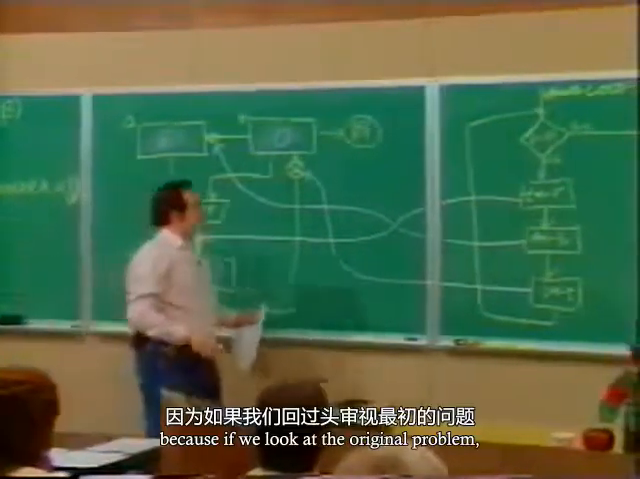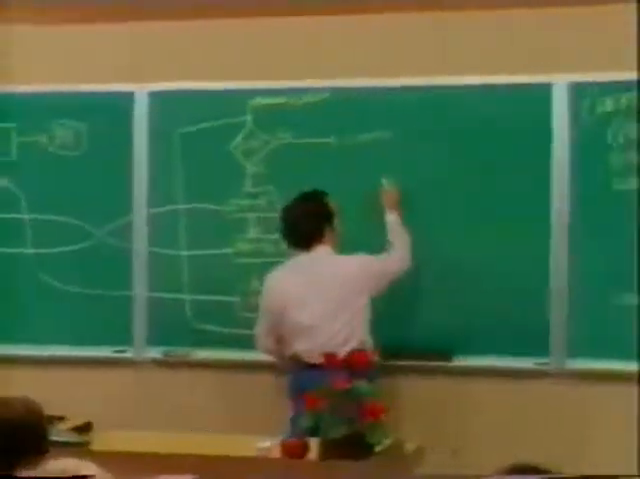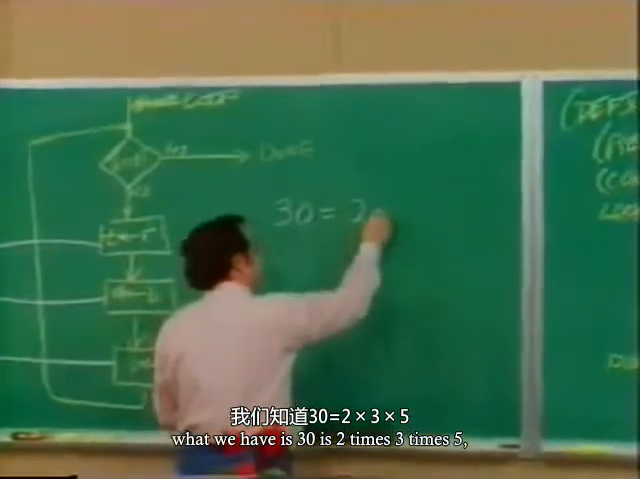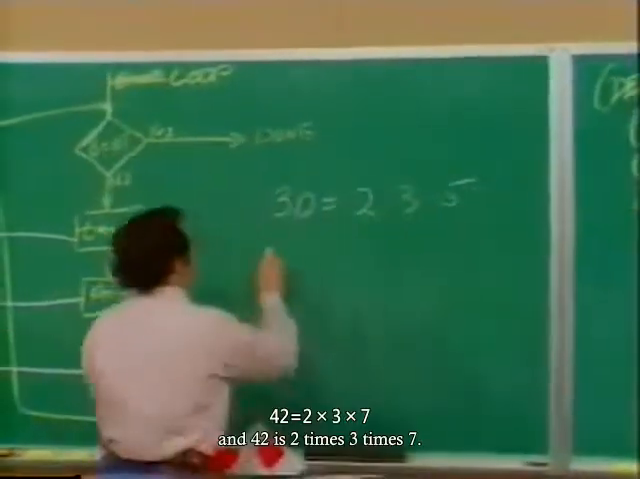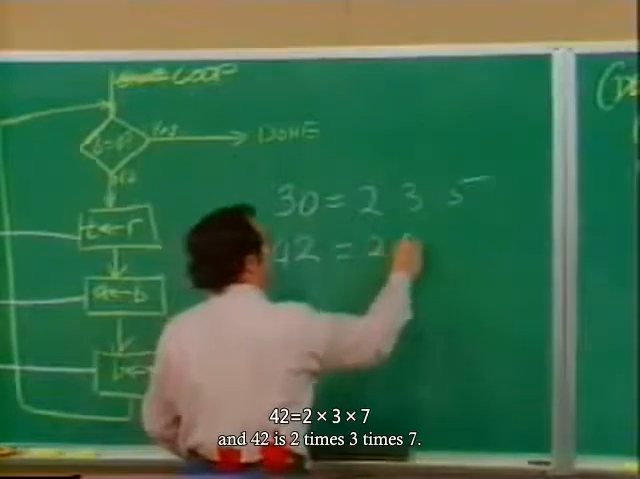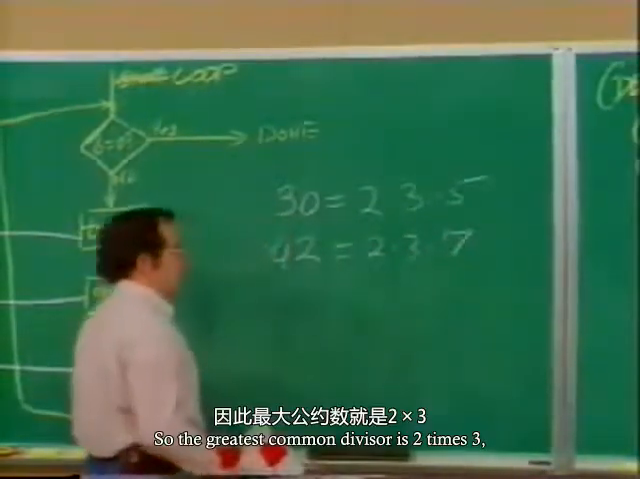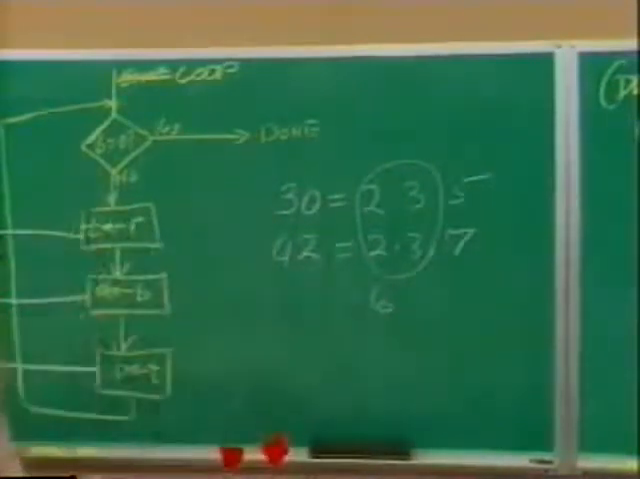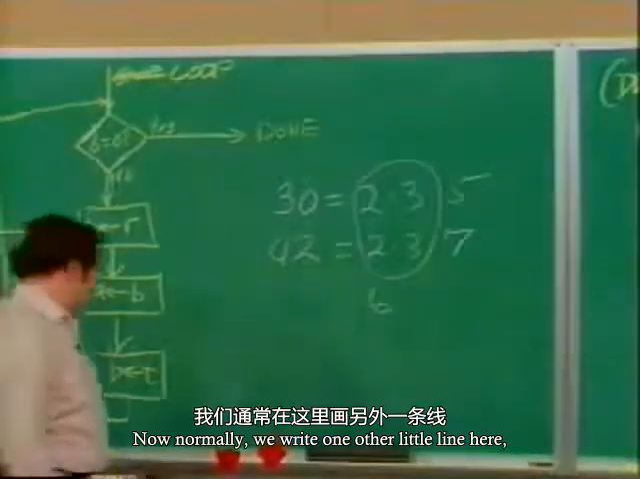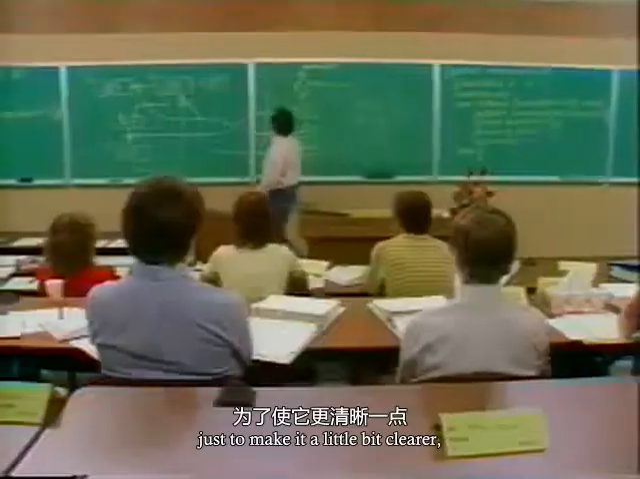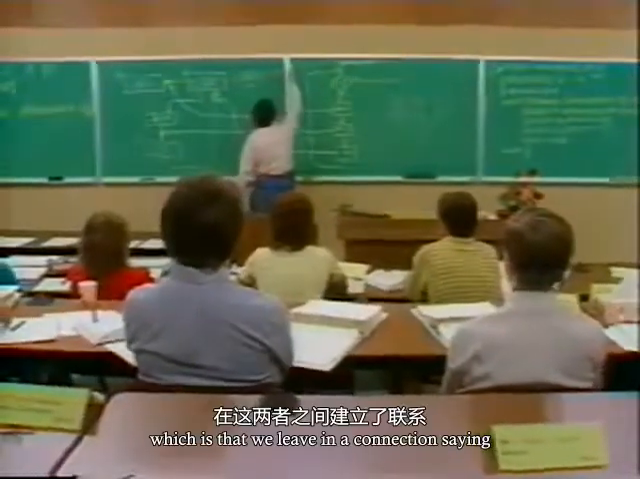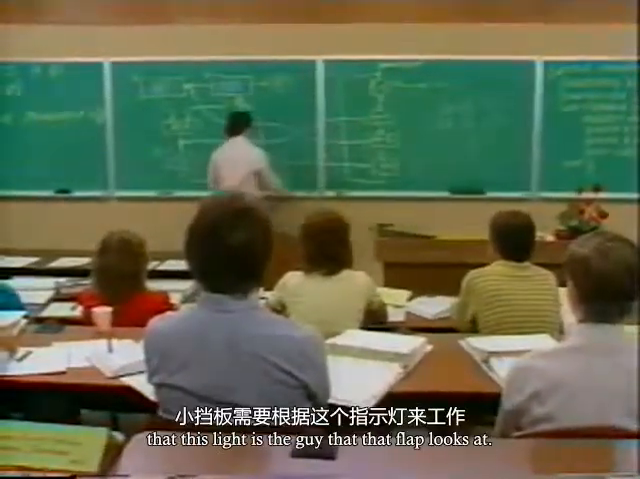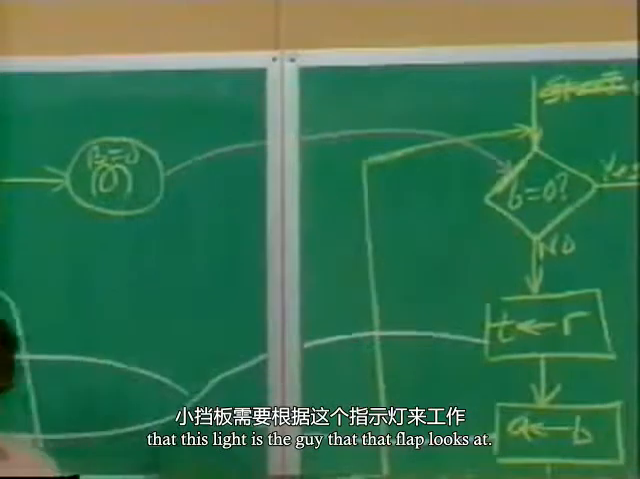And indeed, that's right, because if we look at the original problem, what we have is 30 is 2 times 3 times 5, and 42 is 2 times 3 times 7. So the greatest common divisor is 2 times 3, which is 6. Okay. Now, normally we write one other little line here just to make it a little bit clearer, which is that we leave in a connection saying that this light is the guy that the flag looks at.